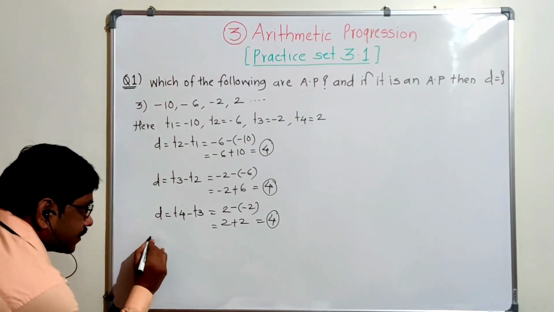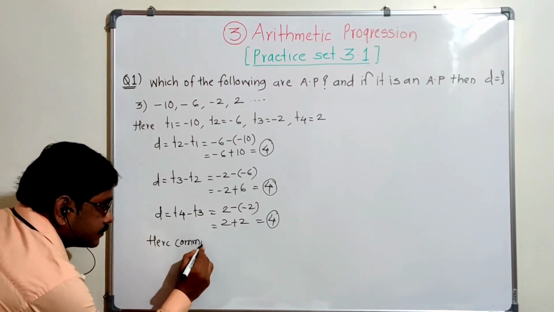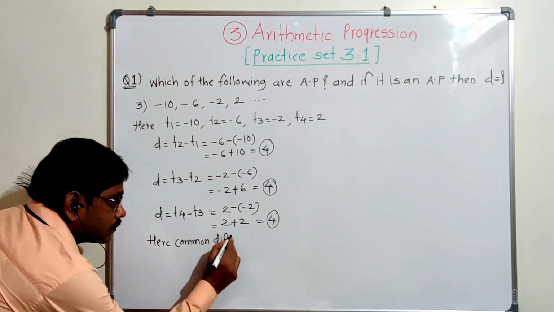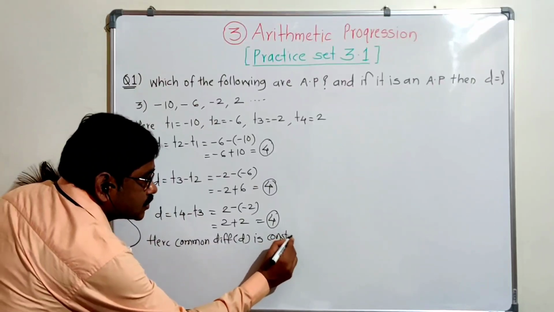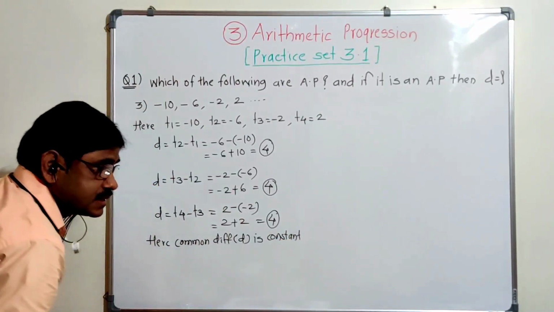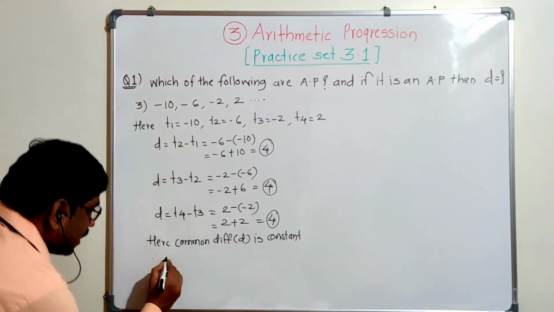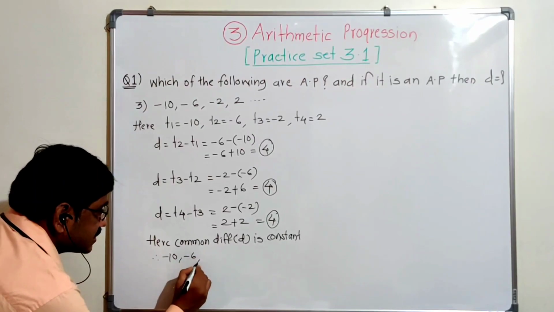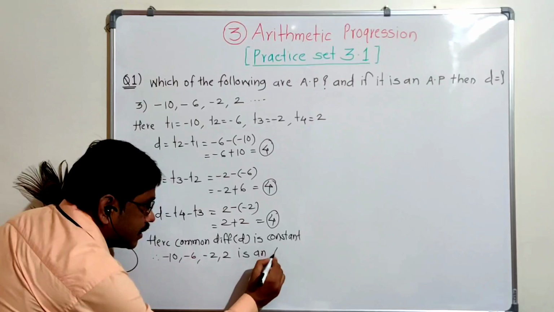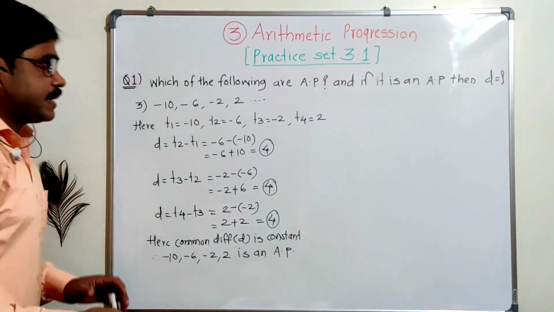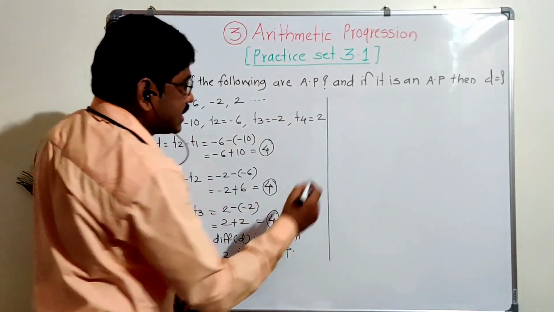So we can write here, common difference D is constant. That is our conclusion. The common difference D is constant, and if it is constant, then the given sequence is an AP. Therefore minus 10, minus 6, minus 2 and 2 is an AP. So in this way we can decide whether it is an AP or not an AP. Let us see that seventh example.